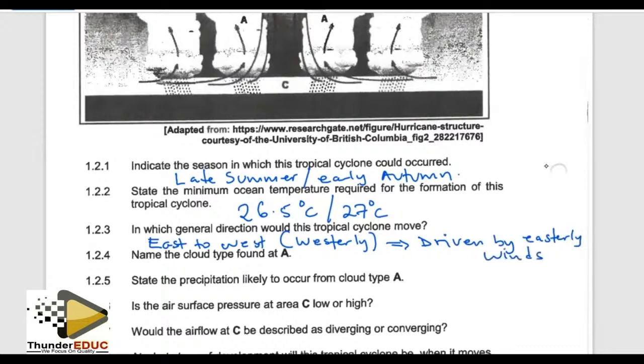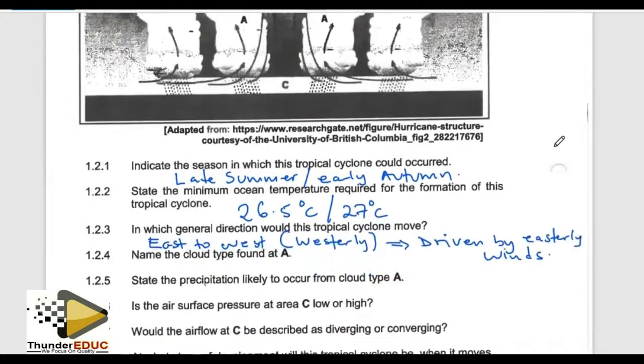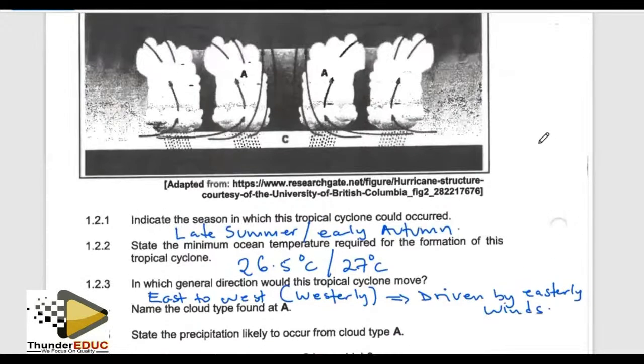That's why they move from east to west, or in a westerly direction. Okay, 1.2.4: name the cloud type found at A. This is at A here, and you can see these clouds are huge and tall. Now, what is the name of those clouds?